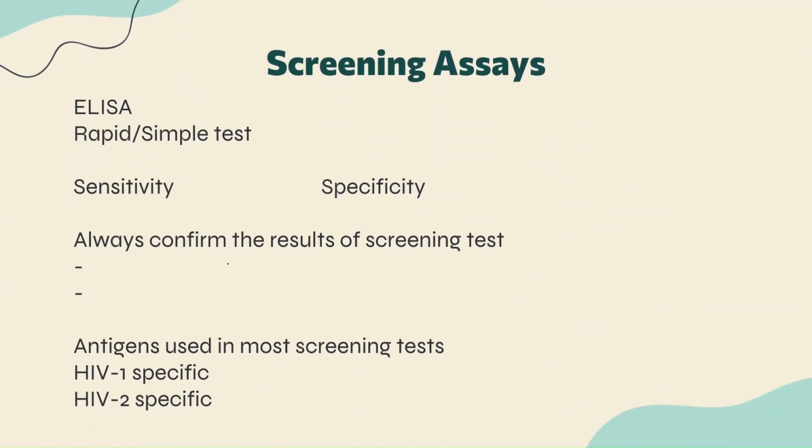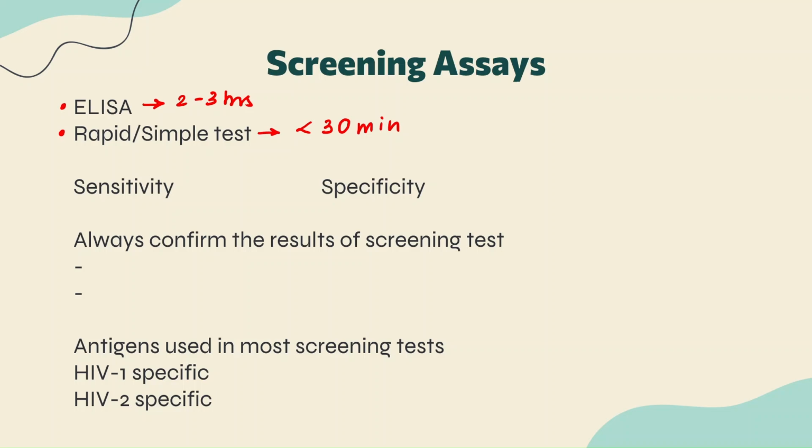Okay, so under screening test, as I said, we have the enzyme linked immunosorbent assay, that is ELISA, and we also have the rapid or simple test. Now ELISA takes nearly 2 to 3 hours to give you the result, whereas a rapid or simple test will provide you the result within 30 minutes. So both of these tests, or in short the screening tests, take comparatively very less time, and they provide the result very quickly.